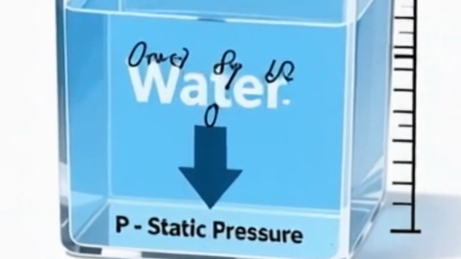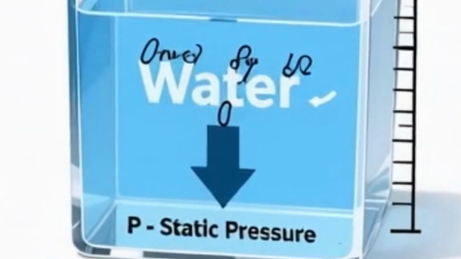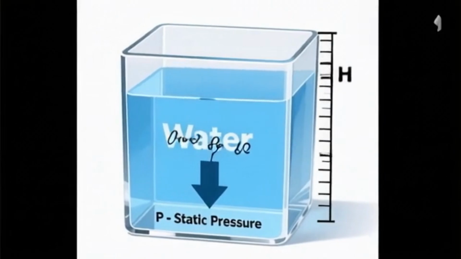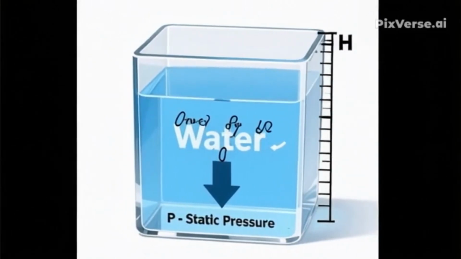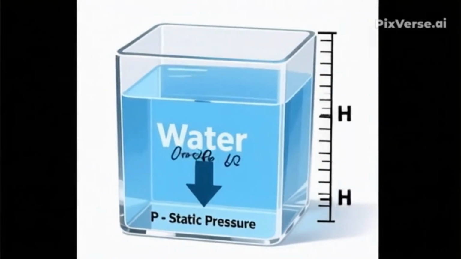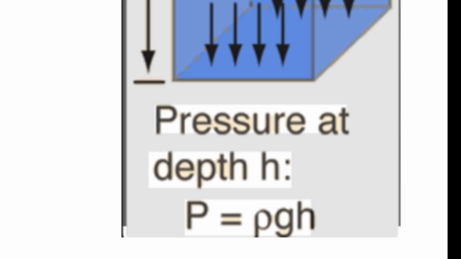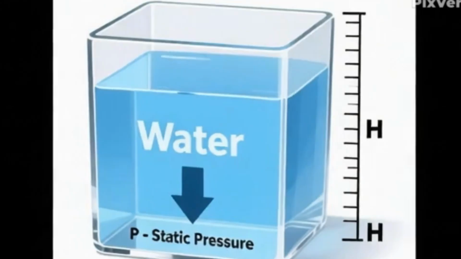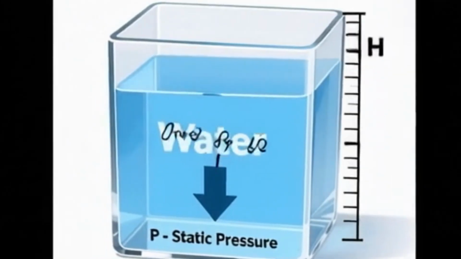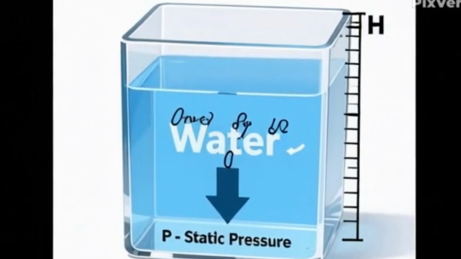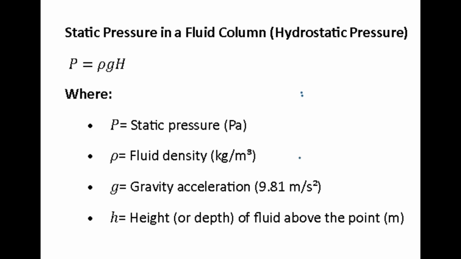Today, we are going to learn something very important in physics and engineering, static pressure in fluids. And more excitingly, we will write a Python program to calculate it automatically. By the end of this lesson, you will understand the static pressure formula, what each variable means, how to code it in Python, and how to enter your own values.